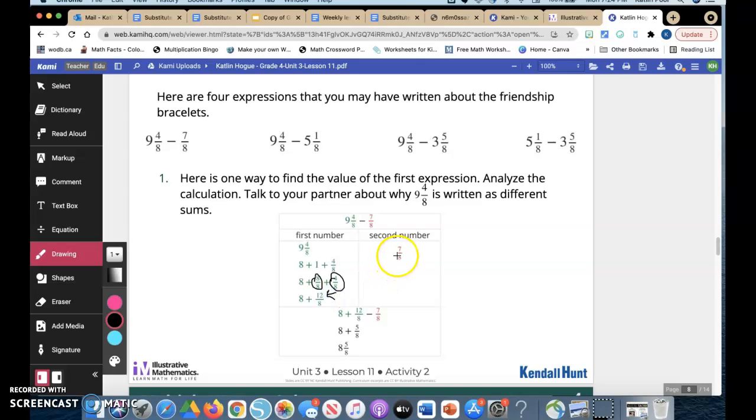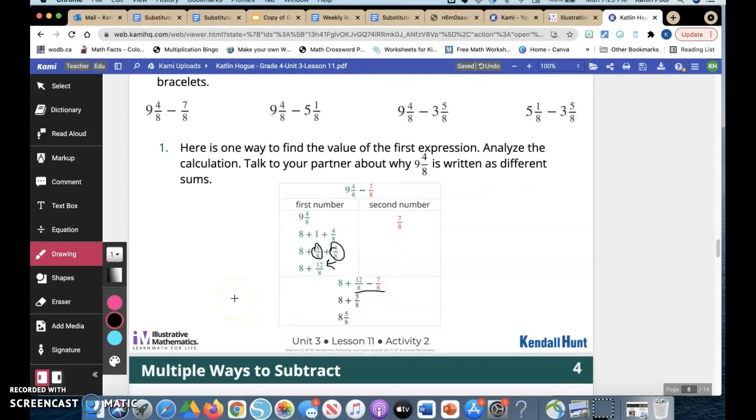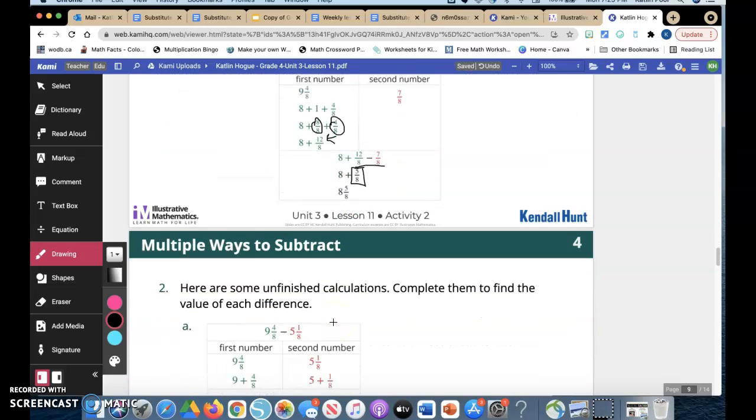So here, the second number, you have 7/8. So below 8 plus 12/8 minus 7/8. Well, you can say 12/8 minus 7/8. I'm going to give you a second to solve that. I really don't have to give you a second, boys and girls, because they go ahead and they have what that's going to equal right here. And if you put 8 plus 5/8 together, you get 8 and 5/8.